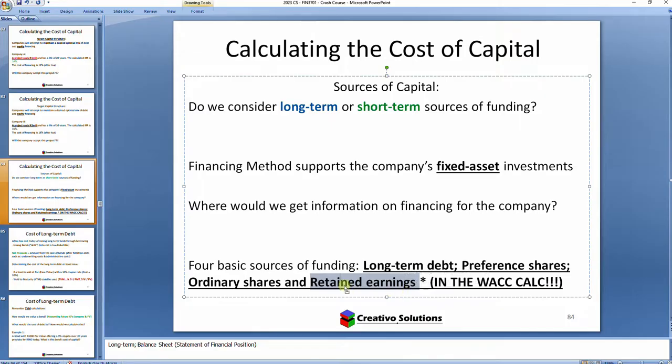Technically, there is no cost because it's profit that the company has set aside and they can use that in future years. That's why during the pandemic, many companies were able to survive. Some didn't because they ran out of retained earnings. They ran out of cash. They ran out of savings.